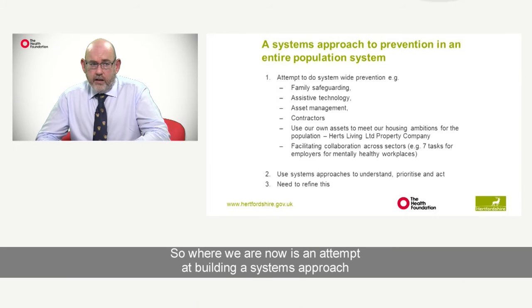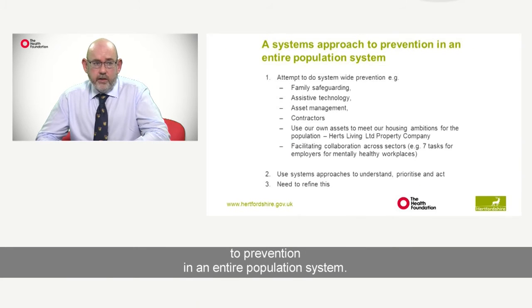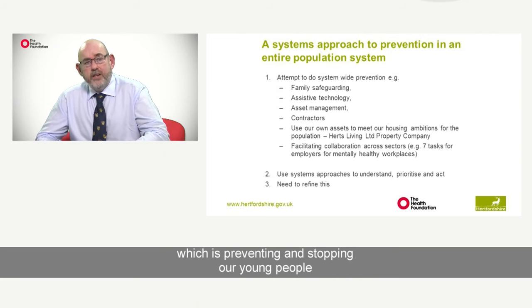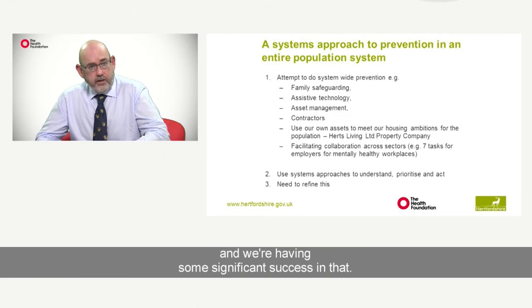So where we are now is an attempt at building a systems approach to prevention in an entire population system. The first thing we're trying to do is attempt to do system-wide prevention. So there's work on family safeguarding, which is preventing and stopping our young people being taken into local authority care or looked after, and we're having some significant success in that.